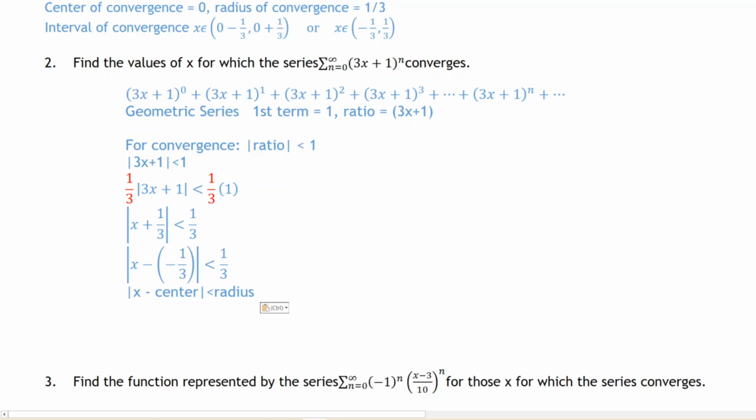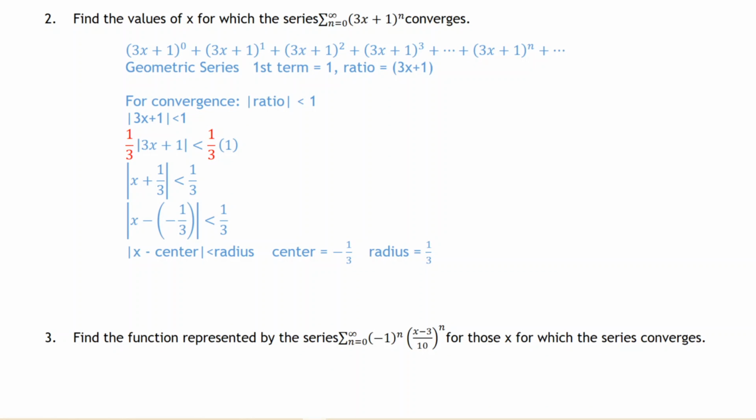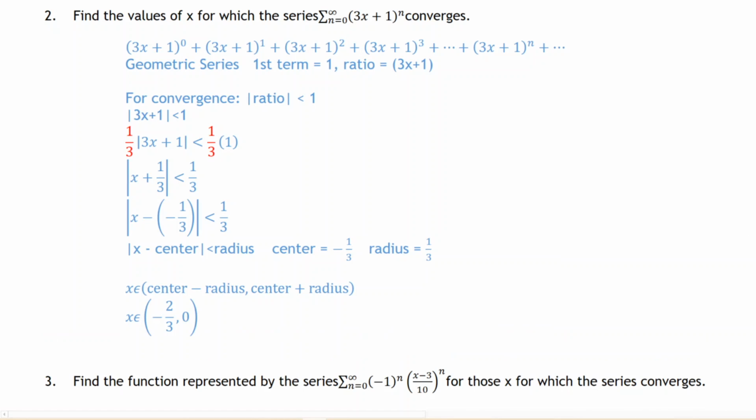Compare now to |x - center| < radius, and I can see that the center is going to be -1/3, and the radius is going to be 1/3. Now that I know that the center is -1/3 and the radius is 1/3, I can use the standard interval notation and say that x must be between center minus radius and center plus radius. This is always the form that we're going to be using for our intervals of convergence, which simplifies to x must be between -2/3 and 0 for convergence.